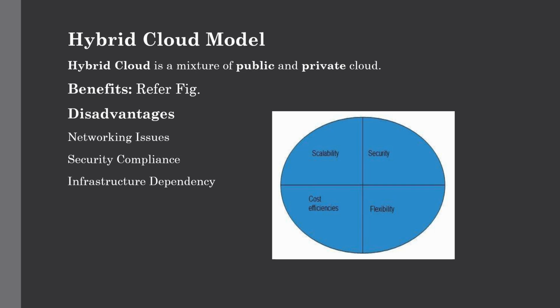First one is networking issues. The networking becomes complex due to the presence of both private and public cloud. So this is one disadvantage. Next one is security compliance. It is necessary to ensure that the cloud services are compliant with the security policies of the organization. So it is a very important point here. And the last one is infrastructure dependency. The hybrid cloud model is dependent on internal IT infrastructure. Therefore, it is necessary to ensure redundancy across all the data centers. It is a very important topic that we will see in our upcoming lectures.